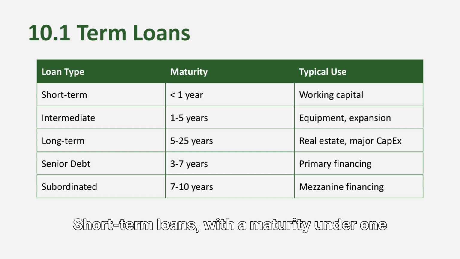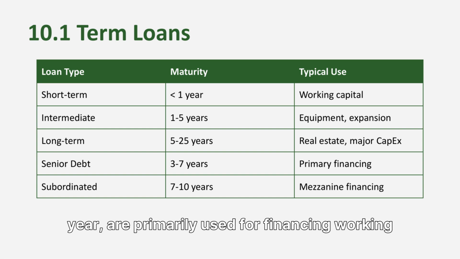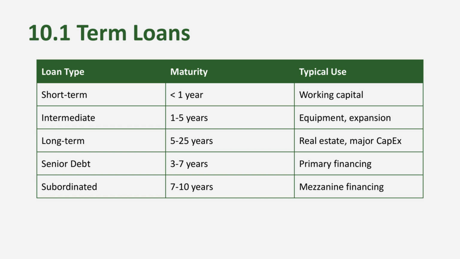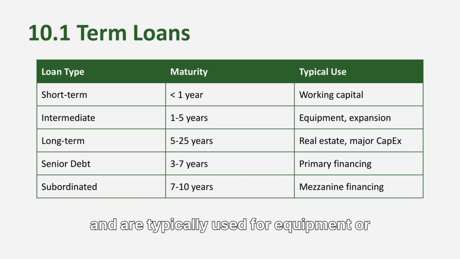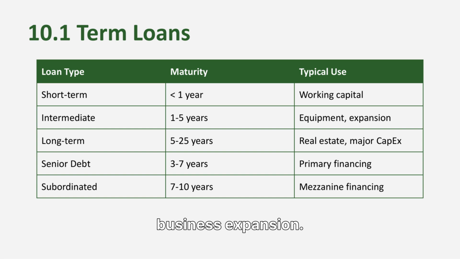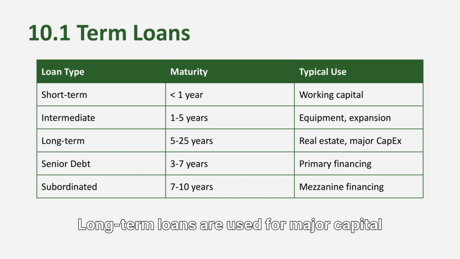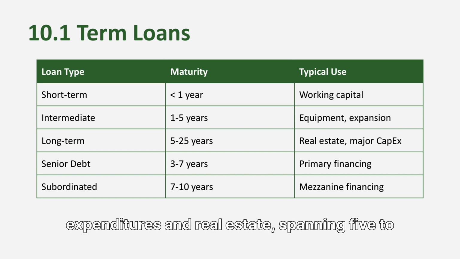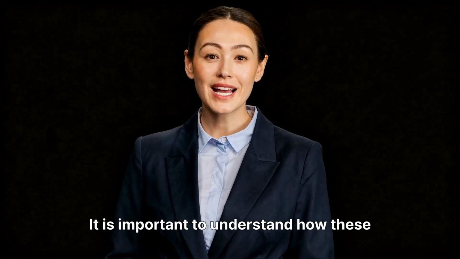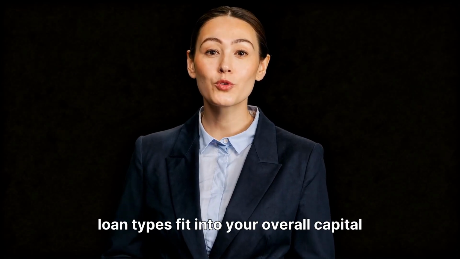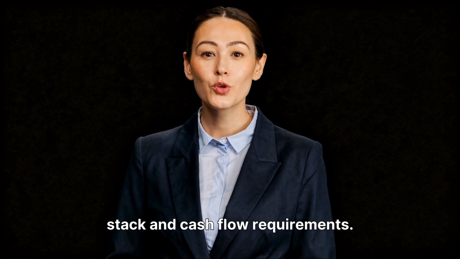Short-term loans, with a maturity under 1 year, are primarily used for financing working capital needs. Intermediate loans span 1 to 5 years and are typically used for equipment or business expansion. Long-term loans are used for major capital expenditures and real estate, spanning 5 to 25 years. It is important to understand how these loan types fit into your overall capital stack and cash flow requirements.